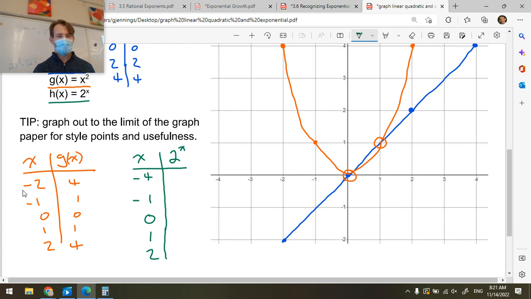2 to the 0, what's that? Starting here. It is 1. Why is it 1? How can I have a quick way of remembering that something to the 0 is 1?